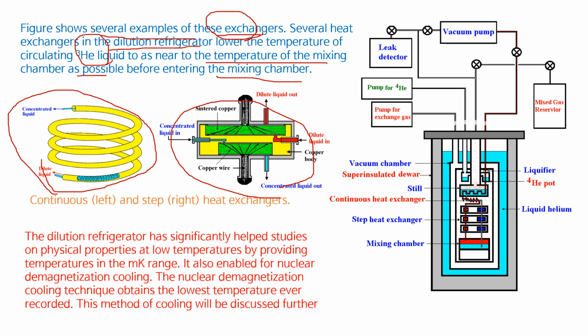You can see here this is the mixing chamber, and we have 3 step heat exchangers, and we have a continuous heat exchanger here, and here we have a still, and there is a helium pot to liquefy the circulating helium-3 gas.